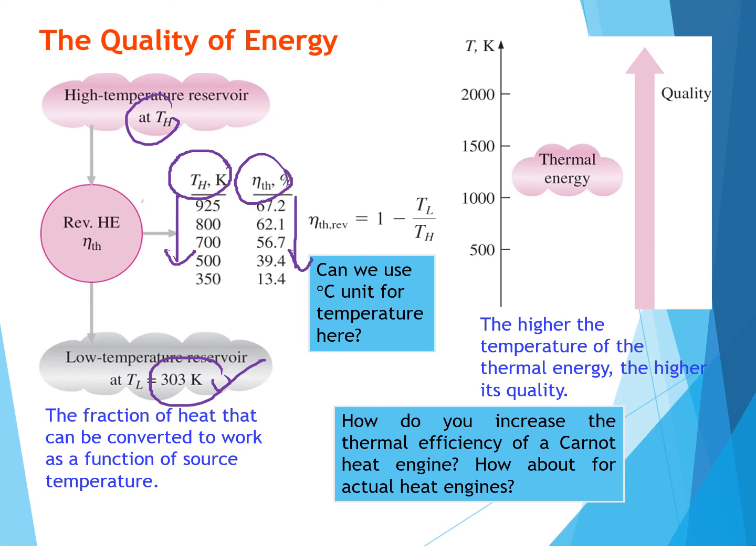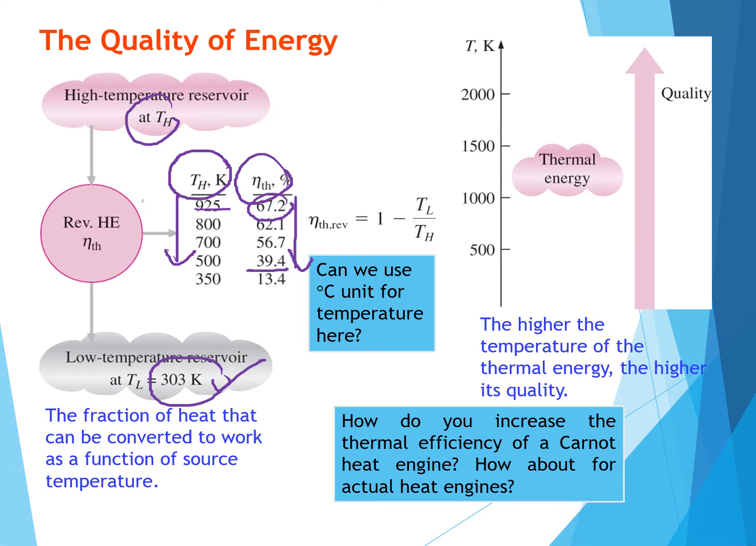For example, when the heat is supplied to the heat engine at 500 Kelvin instead of 925 Kelvin, the thermal efficiency drops from 67.2% to 39.4%. So this is the fraction of heat that can be converted to work, which dropped to 39.4% when the temperature of the source drops from 925 to 500, right?